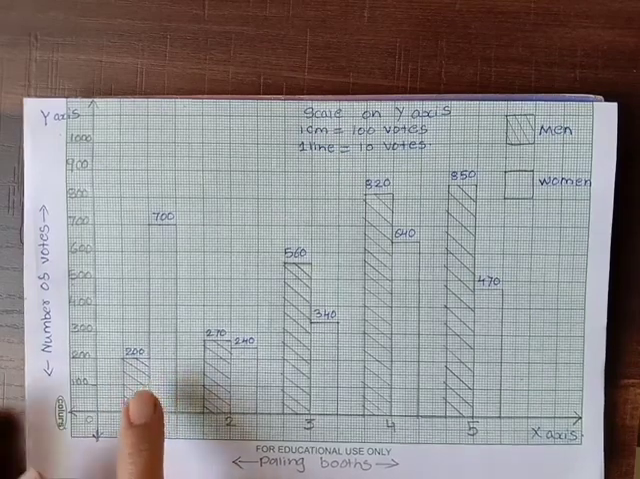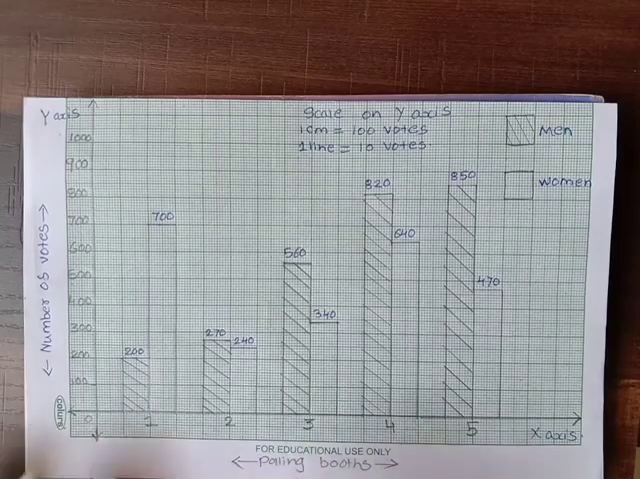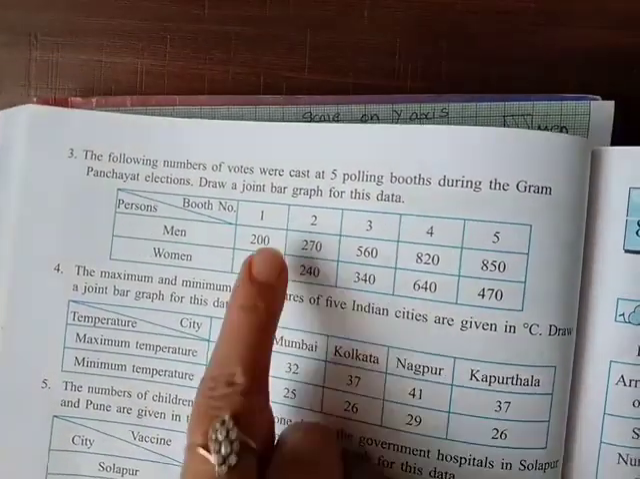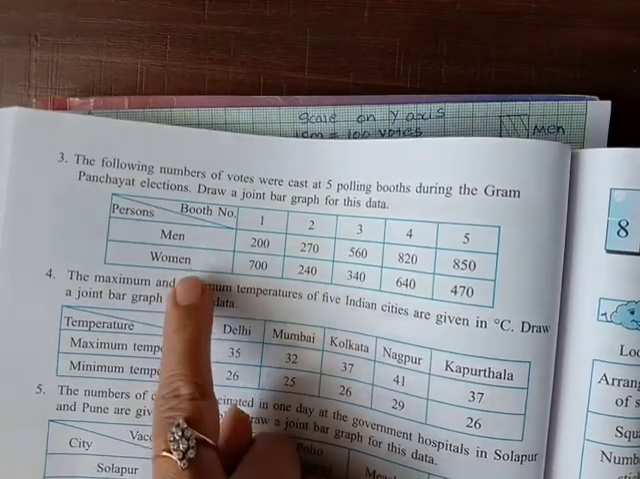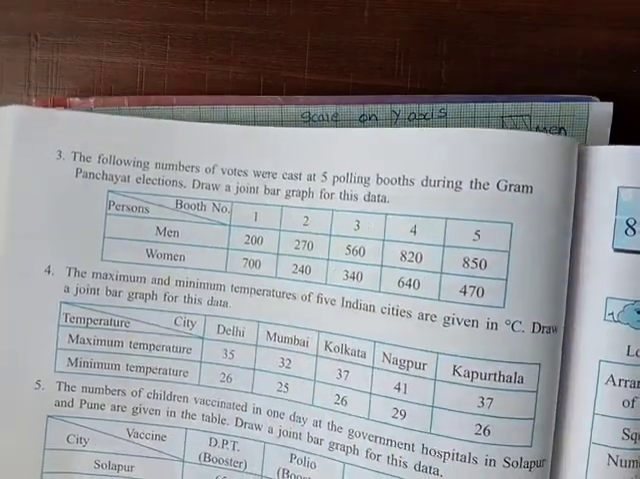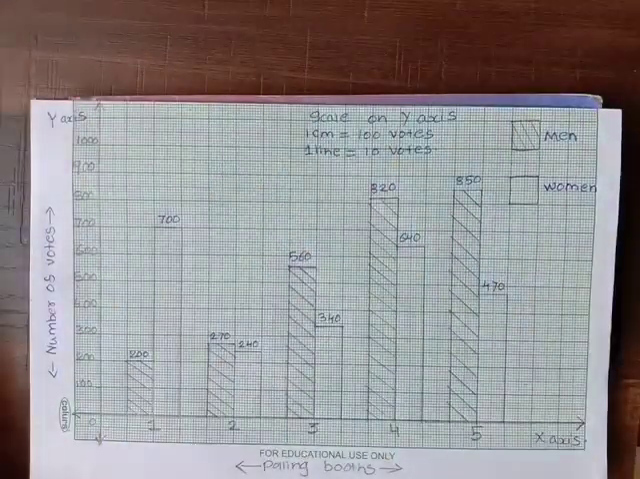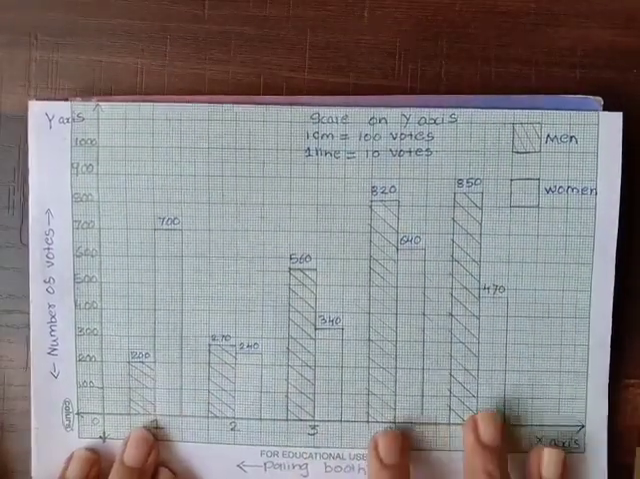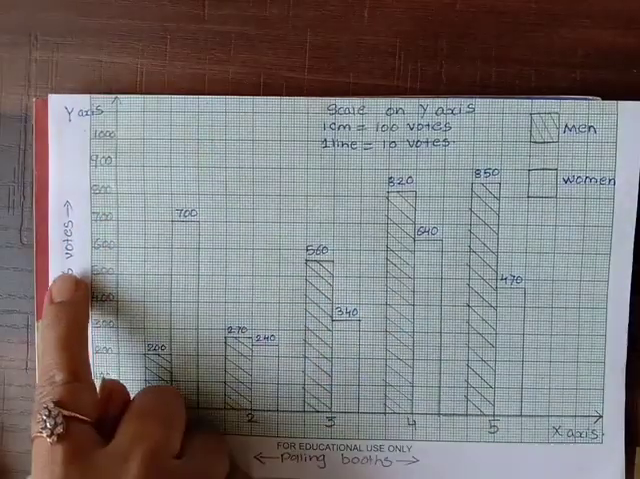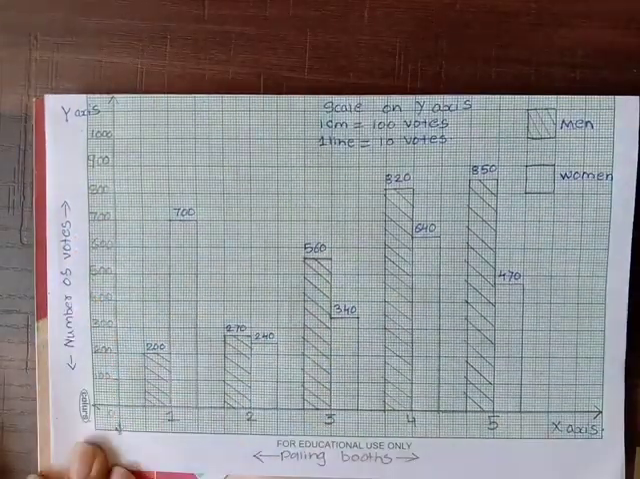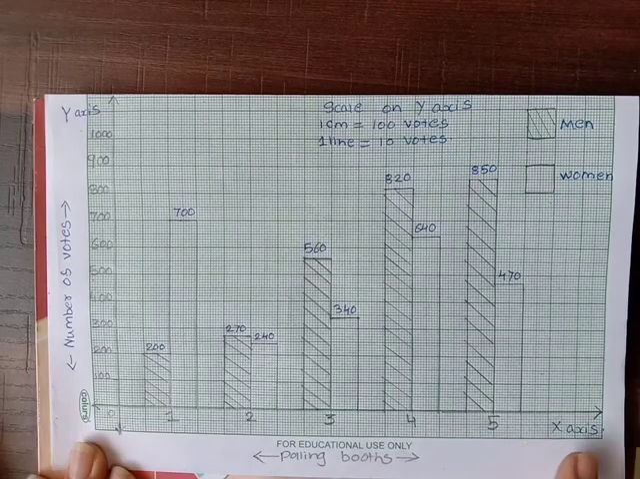Now look at the table which has been given in the textbook. For each polling booth they have given the votes. For the first polling booth, 200 and 700. These are the votes cast by men and women. Similarly, the same information I have written directly on the graph itself. Can you see this? Now on the y-axis I have taken the number of votes, and polling booths on the x-axis.